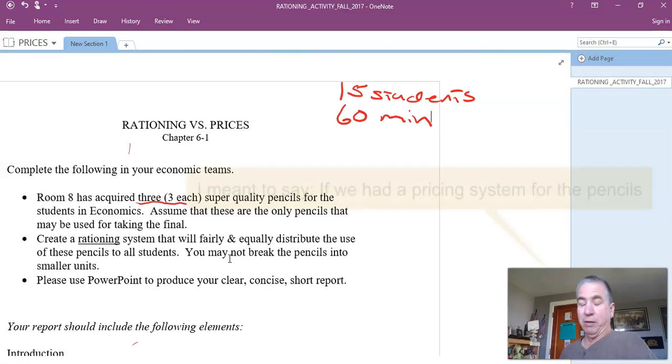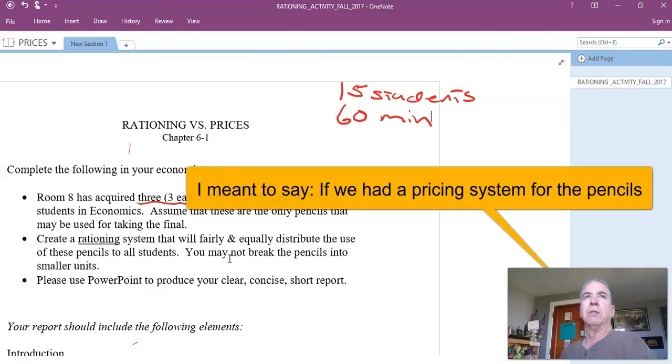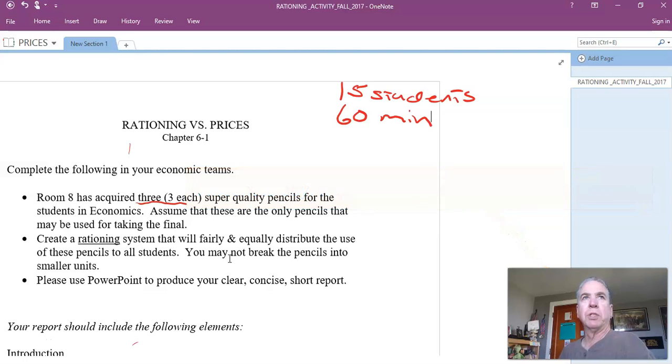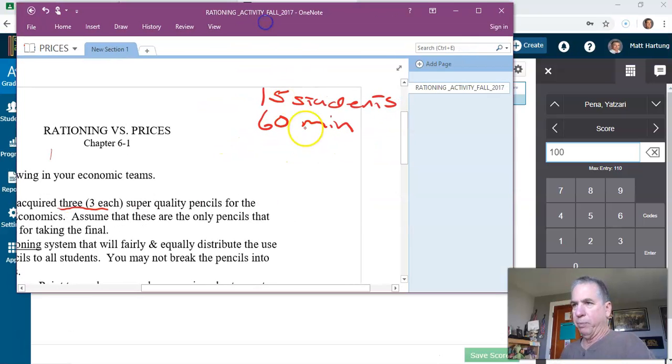It's the same thing here. If we had a rationing system for the pencils, we could just have an auction. Who wants to get an A on the test? You get a pencil. Whoever pays the highest price gets it. But that's not a rationing system. That's a price system.